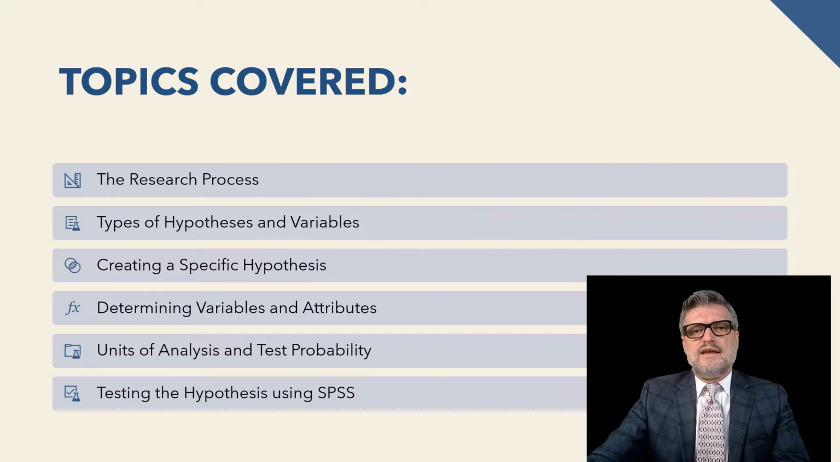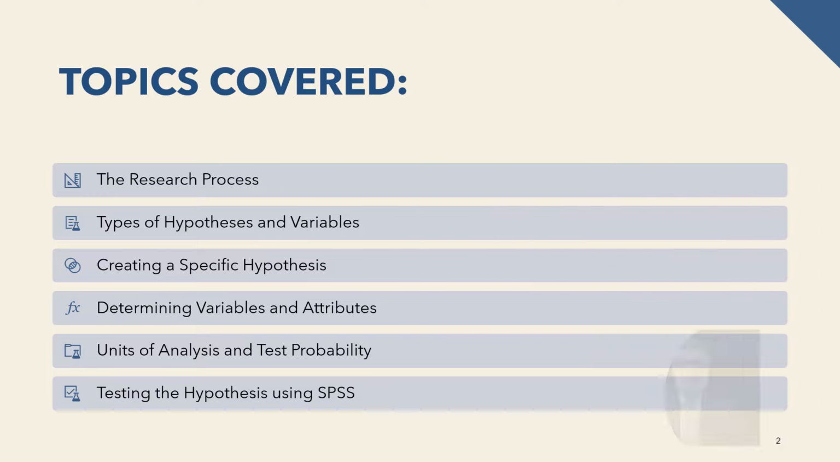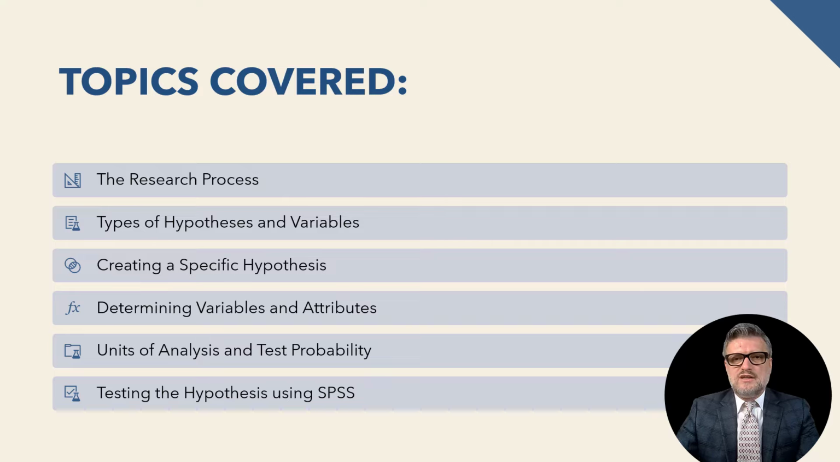How do we start and end a research process? What types of hypotheses you need to pose when testing a claim? We'll cover the variables and attributes of variables in our hypotheses. We'll create a fictional hypothesis of a relationship between crime and immigration. We'll briefly mention the units of analysis as well as the reference probability and error types for testing the hypotheses. In the end, I will show you how to test a hypothesis using SPSS statistical software.